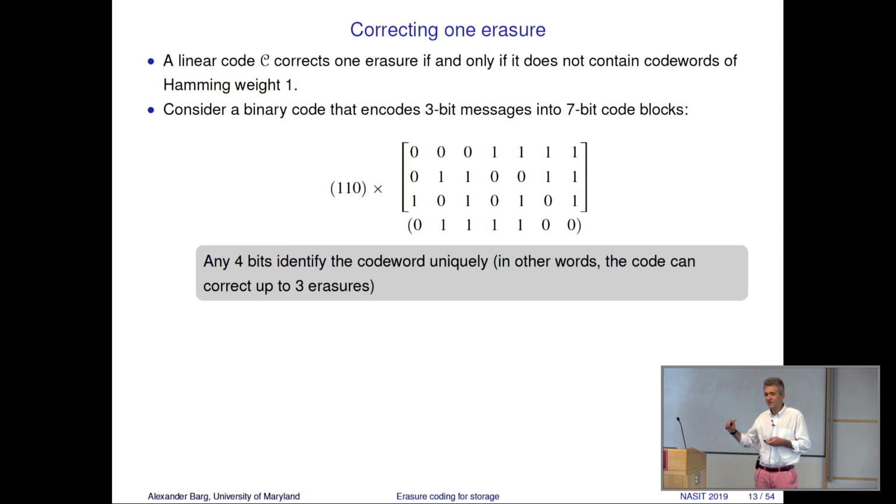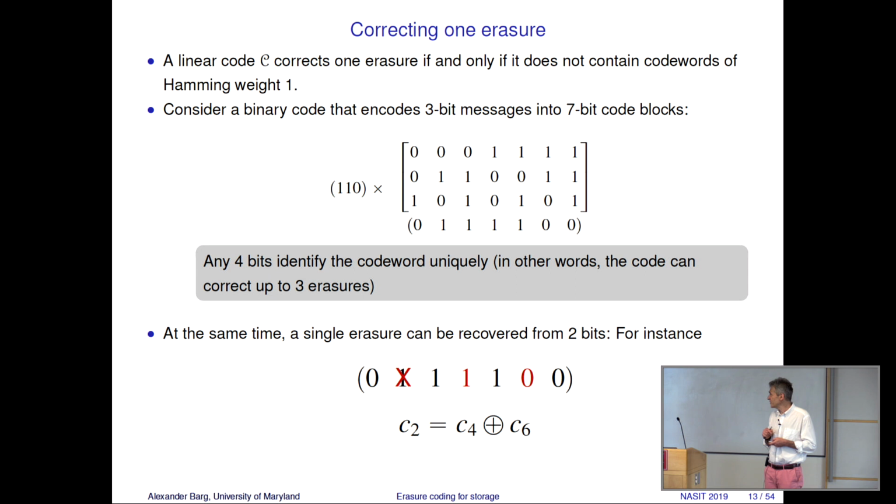This is a new question, right? You look in the textbooks on coding theory, and it is not mentioned. So what do we need to correct 1 erasure? 1 erasure can be recovered from 2 bits, such as this one is this plus that. And so if this node is lost, then we recover it by computing this parity C4 plus C6.